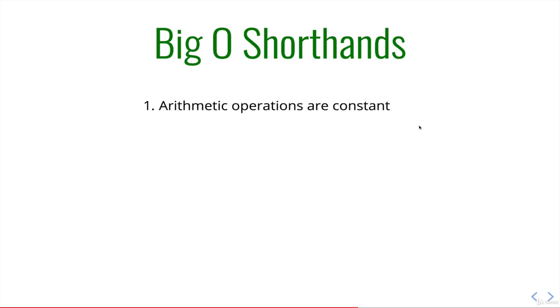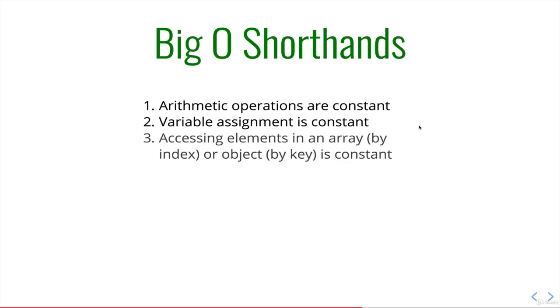It doesn't really matter the size of the number. Your computer takes roughly the same amount of time to do 2 plus 2 as it does a million plus 2. Variable assignment is also constant. So your computer takes roughly the same amount of time to make a variable, x equals 1,000 compared to x equals 20,000 or a million. It's roughly the same. Accessing elements in an array using an index. So if I have an array and I want to find the first item or the 10th item, as long as I use the index, or I'm working with an object and I have a key that I'm using to access data, that's constant runtime as well.